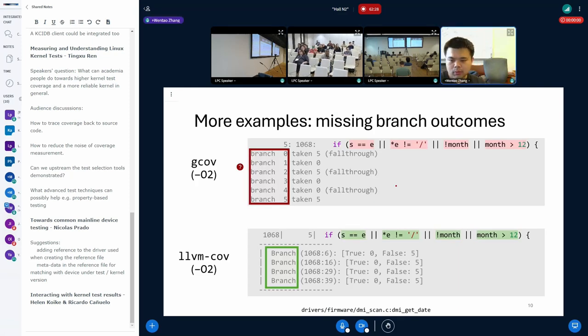And here's another example. Remember that in the previous one, GCOV is reporting some actual branch outcomes, but here it's somehow missing some of them. And once again, LLVM COV is sticking to our conceptual expectation and correctly reported four branches and eight outcomes.